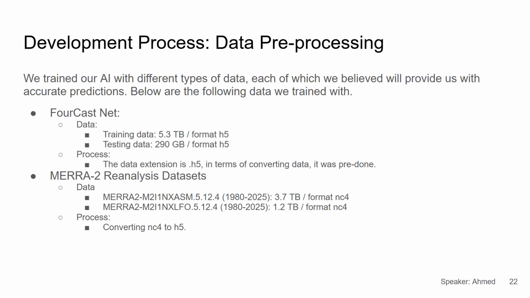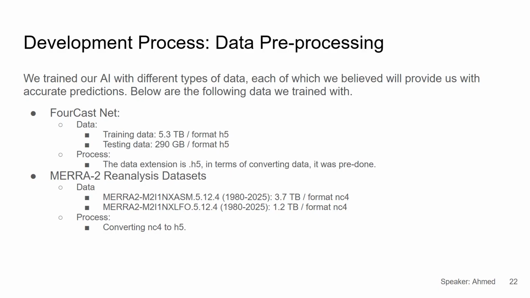For the development process, data pre-processing, we trained our AI with different types of data, each of which we believe will provide us with accurate predictions. For the forecasting data, the data consists of 5.3 terabytes of training data, and 290 gigabytes of testing data. As for the process, in terms of governing the data, it was pre-done. We also used MERRA-2 pre-analysis datasets, and the data consisted of 3.7 terabytes and 1.2 terabytes of data.